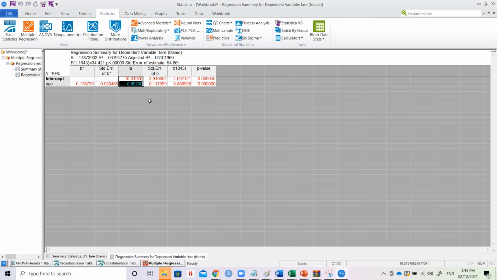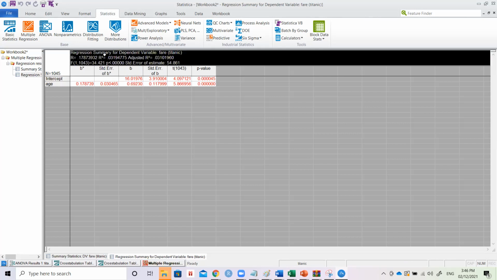Same with the table earlier, di ba, sa Excel table. Different example lang ito. Ito yung fair and age example from Titanic. So 16.01 plus 0.69 times age. That will be our regression equation. Now, we want to answer, is it a good model? Is it a good predictor? Look at R squared right here at the top. So it's a bad predictor.